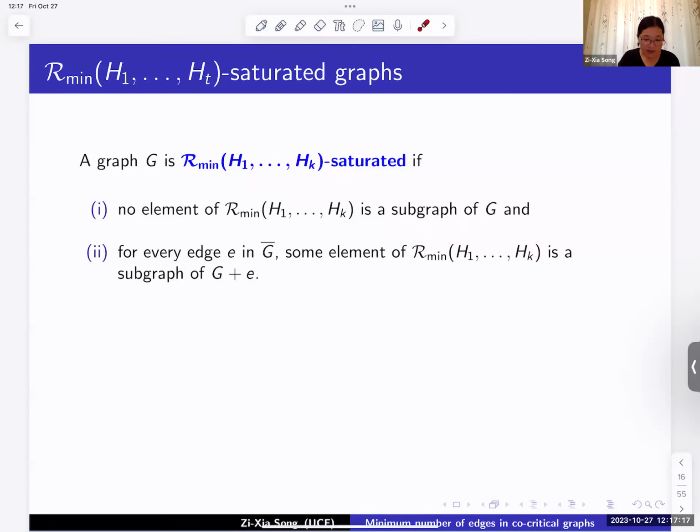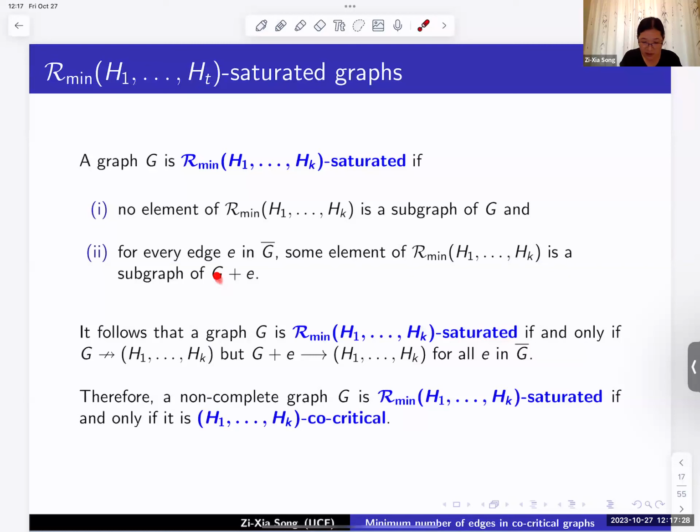Now, if you think about it, this is part of the reason I think not many people are working on this topic, because this definition can confuse students a lot. If you take a moment to think about this definition, you will see my graph G is Ramsey saturated if and only if G does not arrow H1 through Hk, but if you add any missing edge to my graph, it will arrow H1 through Hk.